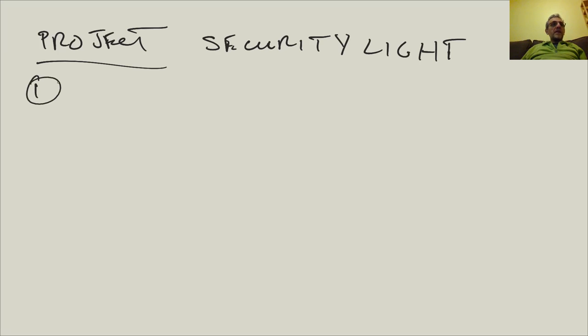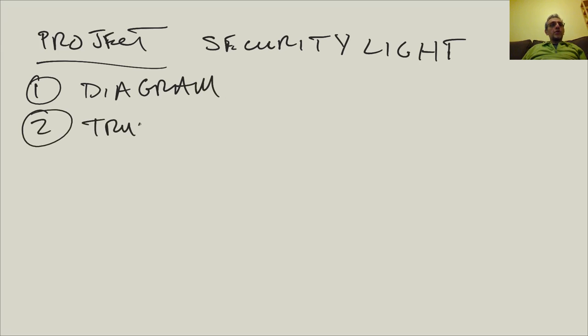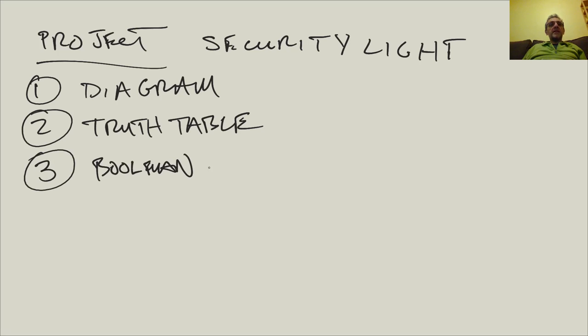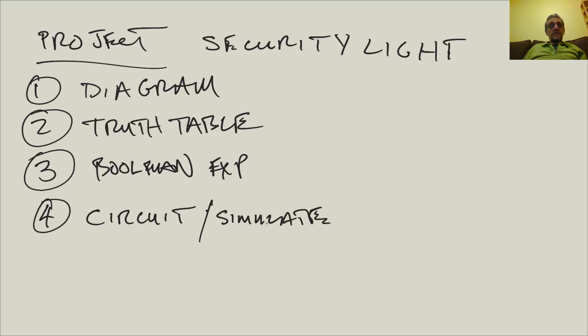So our first step, number one, is we're going to make a diagram. Number two, we're going to make a truth table. Number three, we're going to create a Boolean expression. And number four, we're going to create the circuit. This is the order in which we're going to do things. By the way, we're not only going to make the circuit, we're going to simulate it and test it. So first thing we've got to make is a diagram.